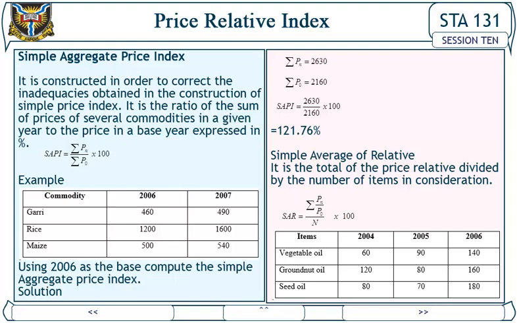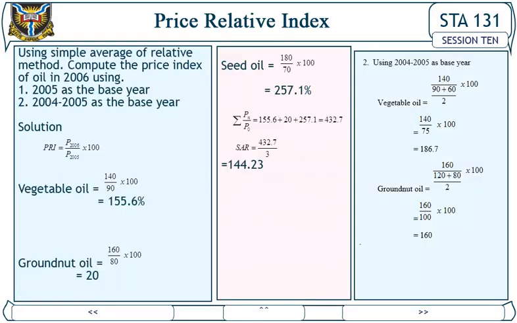Simple average of relative. It is the total of the price relative divided by the number of items in consideration. SAR is equal to summation Pn over P0 divided by n times 100. Using simple average of relative method, compute the price index of oil in 2006 using 1. 2005 as the base year, 2. 2004 to 2005 as the base year.